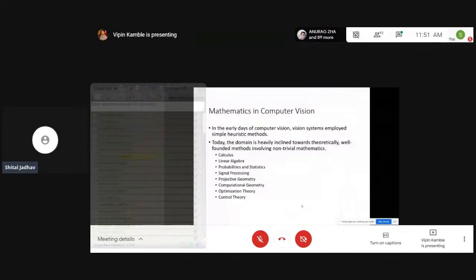The basic mathematical things required are calculus, linear algebra, and probability and statistics, which play a very important role. Signal processing is required if you are working on the sensor part of it. Projective geometry is the core requirement if you are working on 3D models. Computational geometry is required if you are trying to interpret 3D geometry data. And lastly, you require computation and control theory to optimize your algorithms.